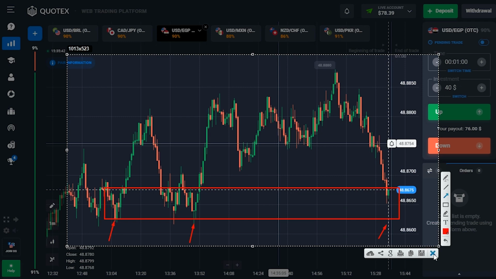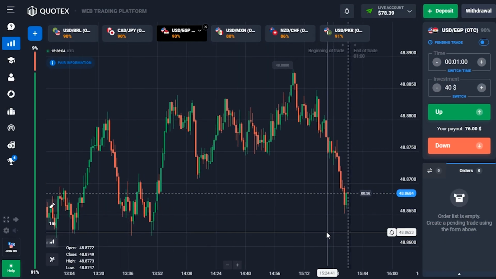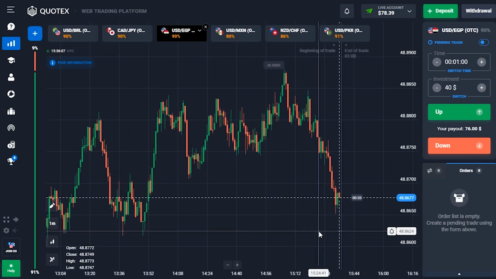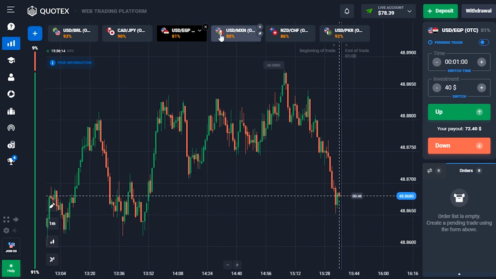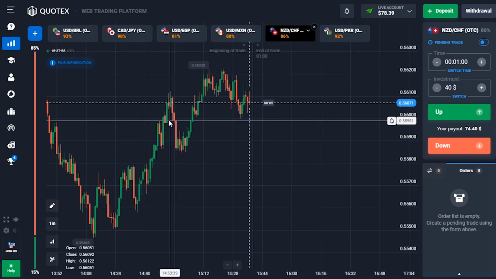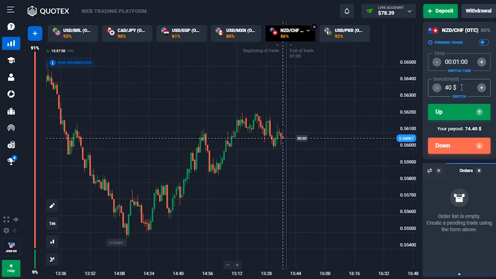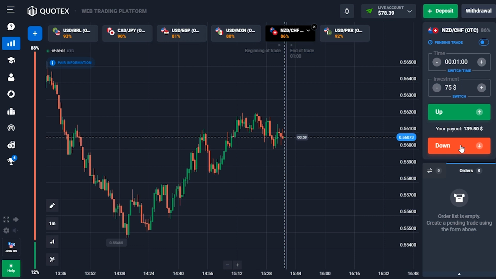Let's look at another situation on another currency pair. And here I see a clear uptrend. All levels are broken. So let's move on to the next currency pair. Oh, this is an awesome situation. I won't waste any time. I change investments and open a trade down.